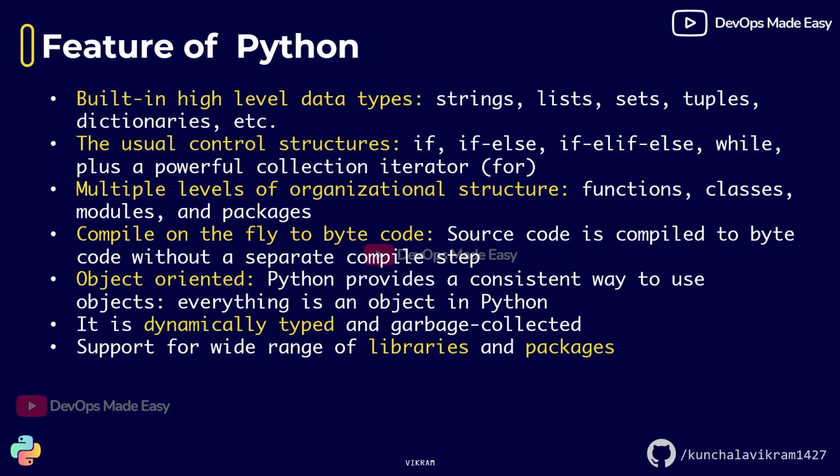And it is object oriented programming. That means you can have classes and objects, and everything in Python is an object. It is dynamically typed and it has automatic garbage collection. We'll talk about garbage collection a little later in this series, but we'll cover dynamically typed programming in this video. And it also has support for a wide range of libraries and packages.